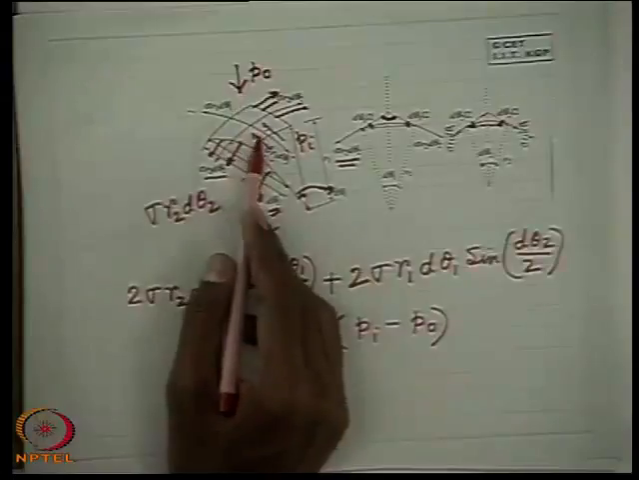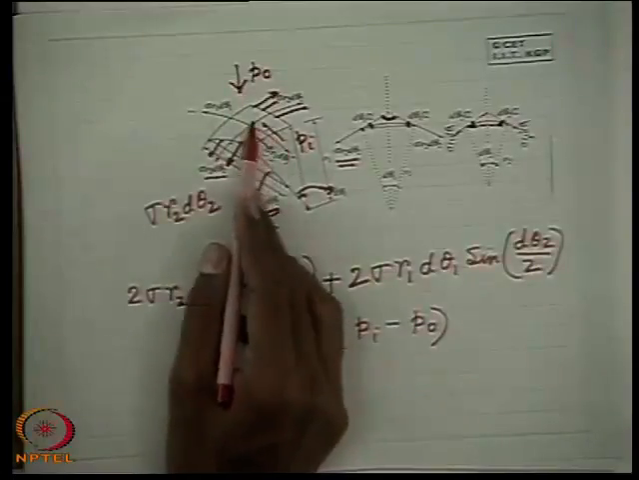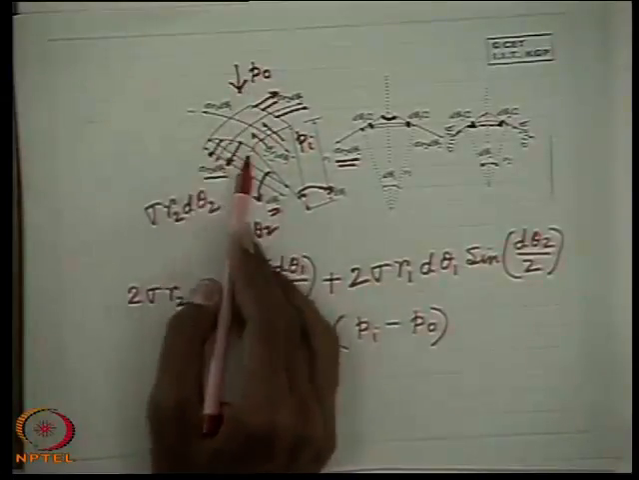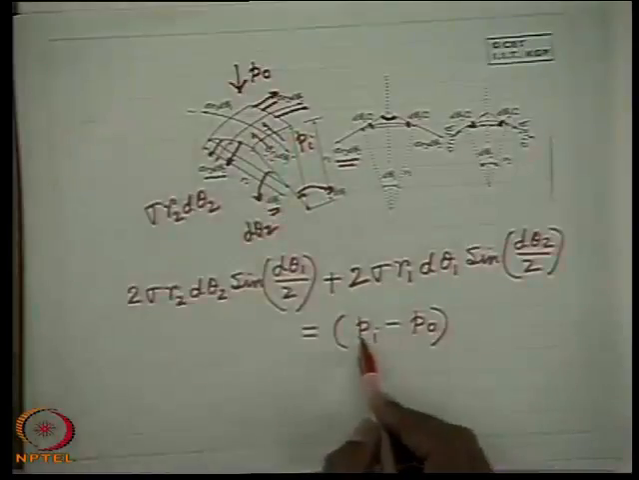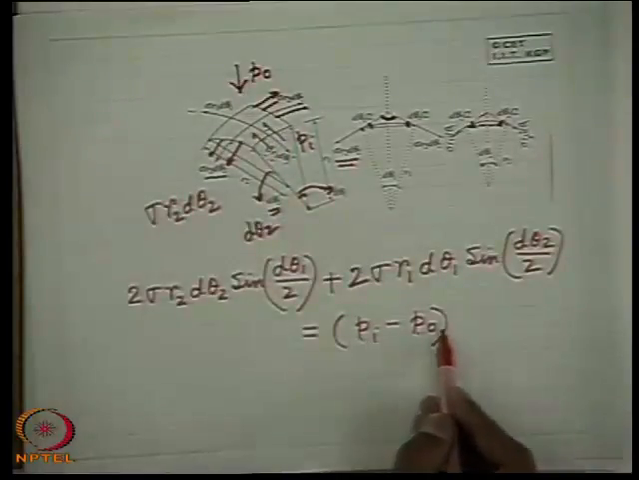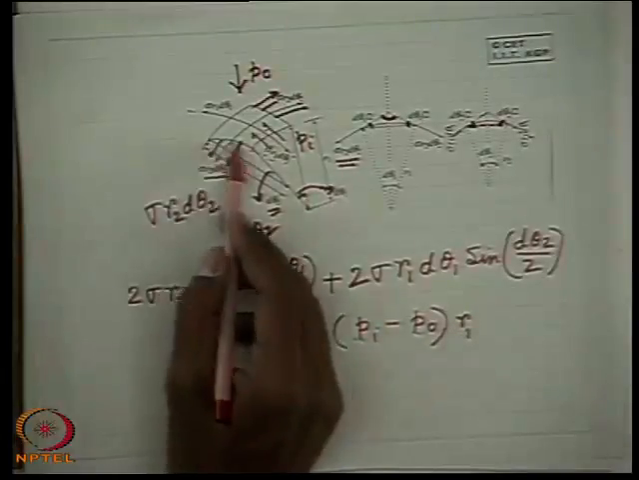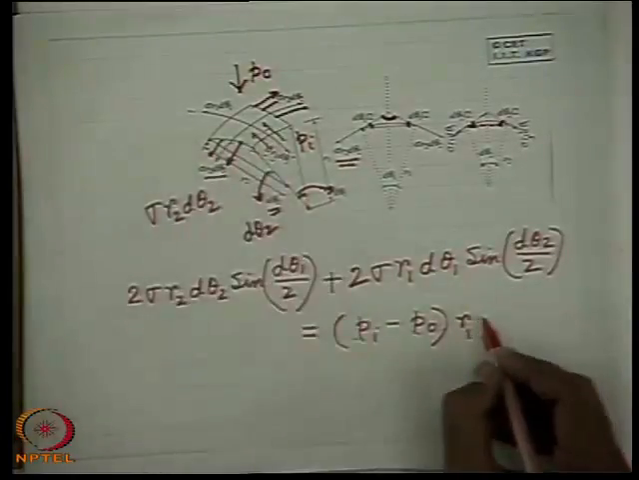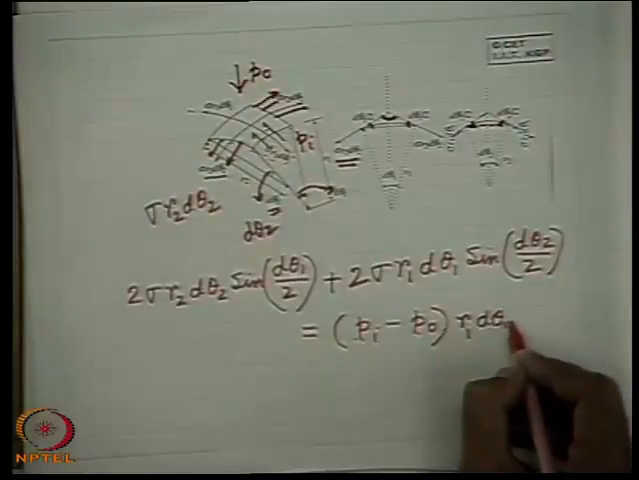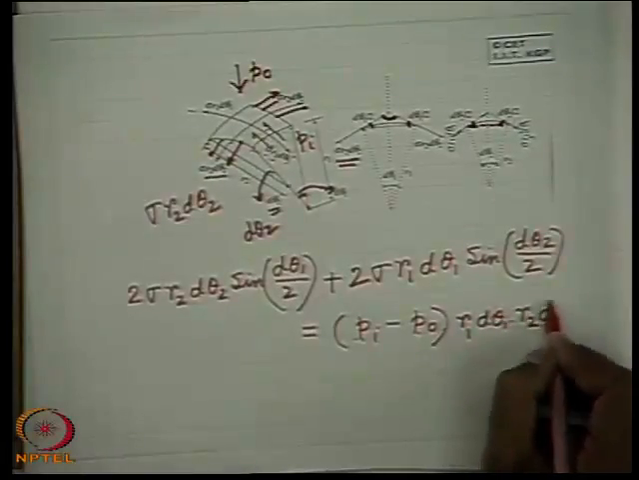That means each individual pressure is acting over a surface area. So pressure force is the pressure times the surface area. So similarly, Pi into surface area minus P0 into surface area, Pi minus P0 into surface area, which is the product of these two lengths. That means R1 d theta 1 into R2 d theta 2.